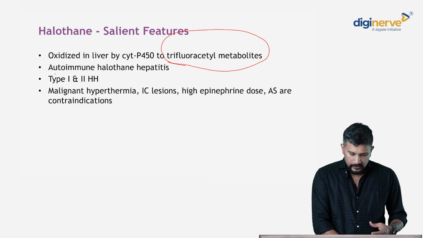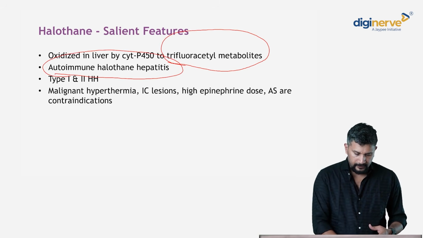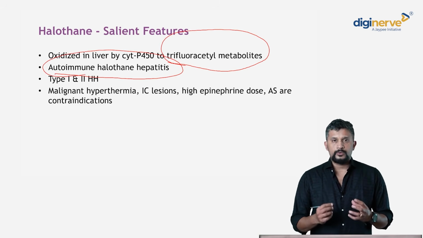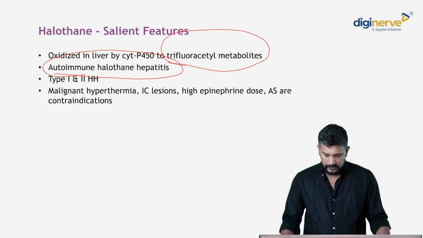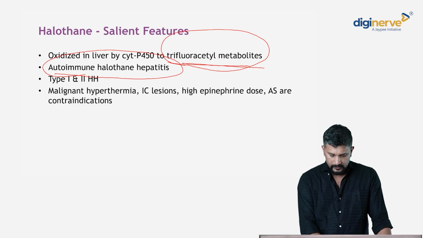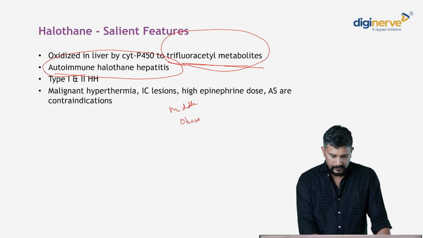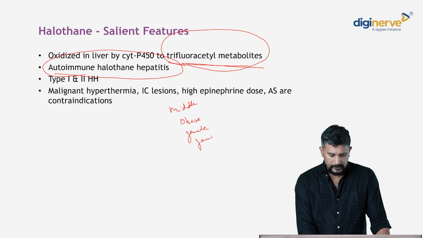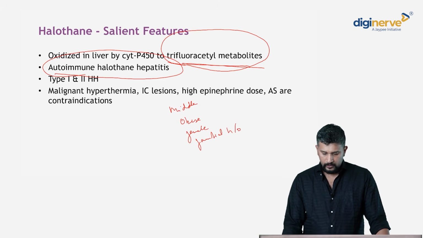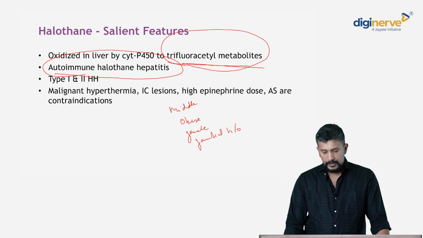This would result in autoimmune halothane hepatitis in those patients who are genetically susceptible to this condition. So some of the predisposing factors are exposures in middle age groups, exposures in obese individuals, female sex, and those with a familial history of halothane hepatitis. So all of these patients tend to be more genetically susceptible to halothane hepatitis.